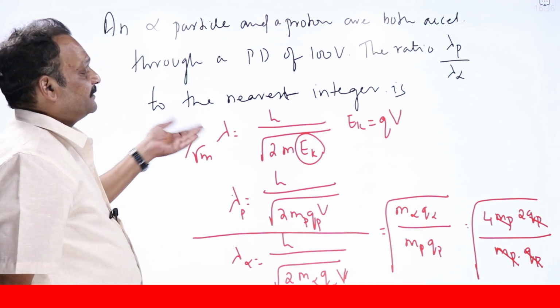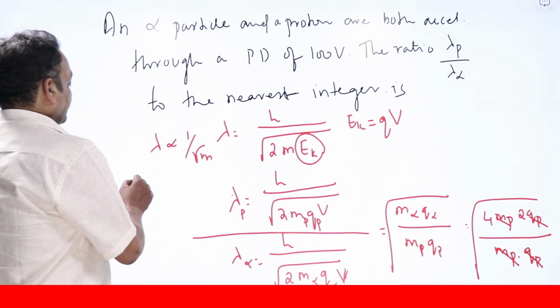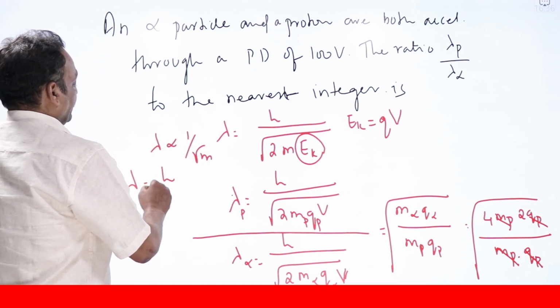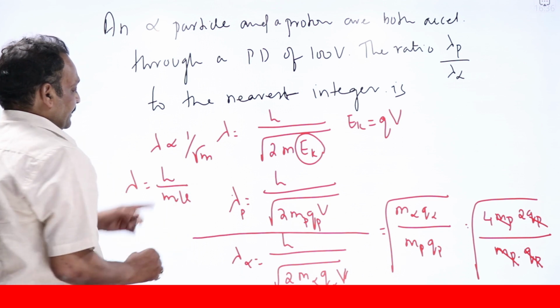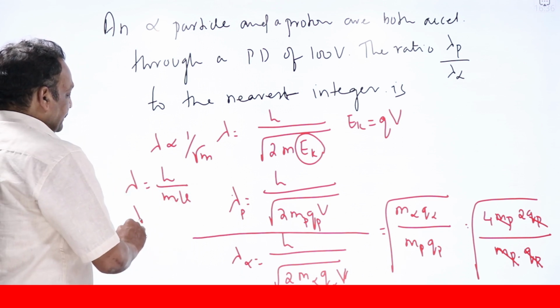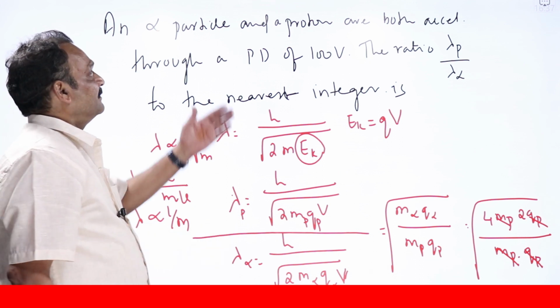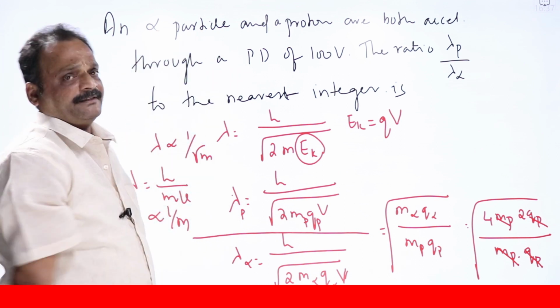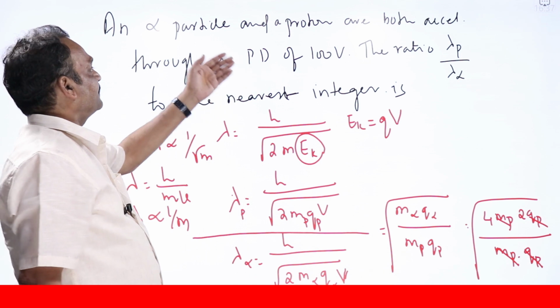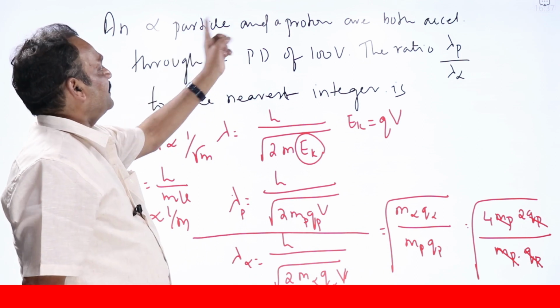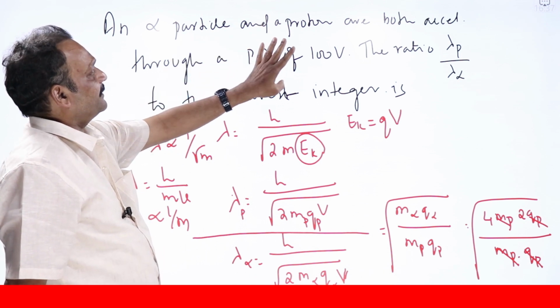Sometimes they have the same velocities. When velocities are the same, lambda equals h by mv directly. When particles have the same velocity, the de Broglie wavelength is proportional to 1 by m. Like this, the question may come in 101 variations. So you can practice not only for proton and alpha particle, you can try for 3 particles also.